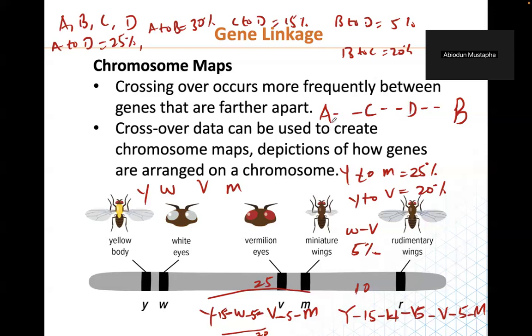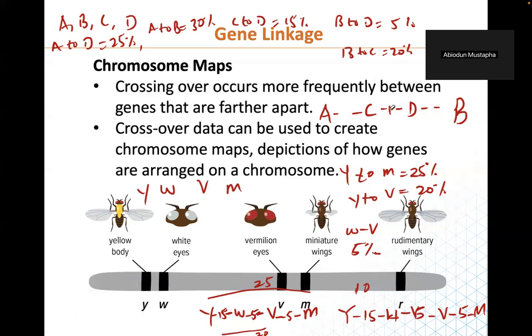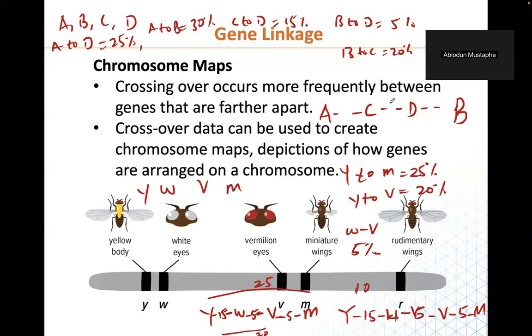So now it says A to D is 25. So this is 25. And A to B is 30. So let's start with the shortest. C to D is 15. You write 15 here. And let me write the numbers with another pen to make it easier. So let's put 15 here. Then B to D, this one here is 5.